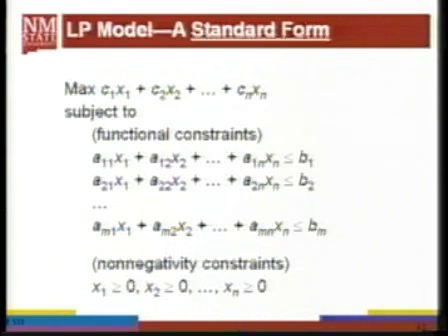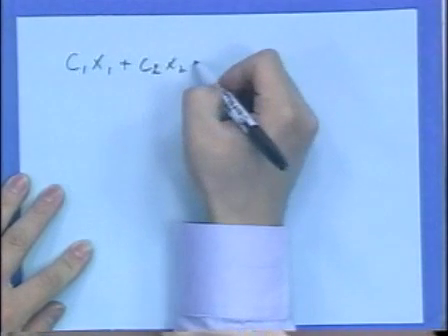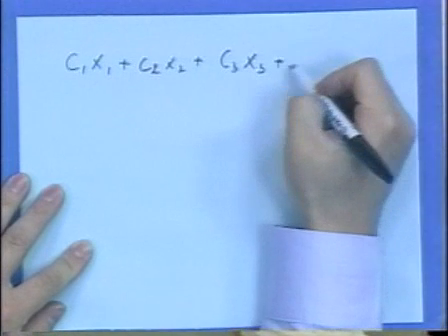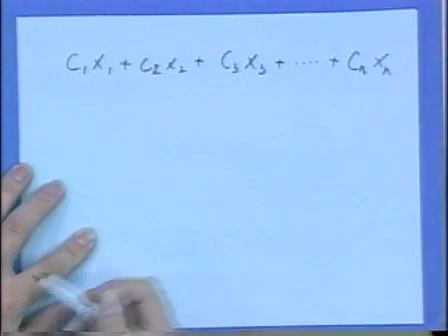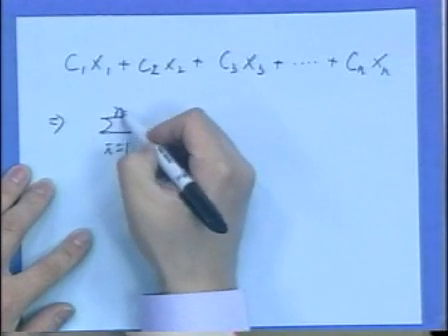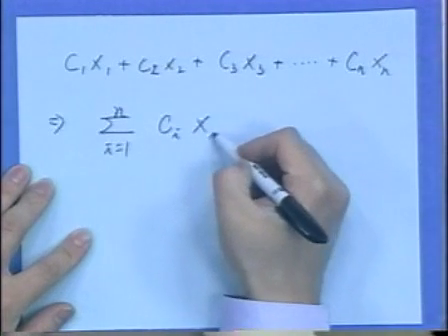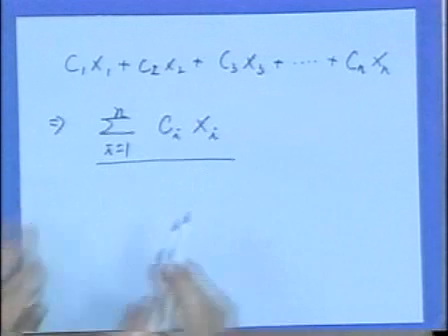And actually, we can use some notations to write linear programs compactly, okay? So we can write C1 X1, C2 X2, C3 X3, to Cn Xn as sum over i equals 1 to n, C sub i times X sub i, right? That would be the compact form, compact notation.